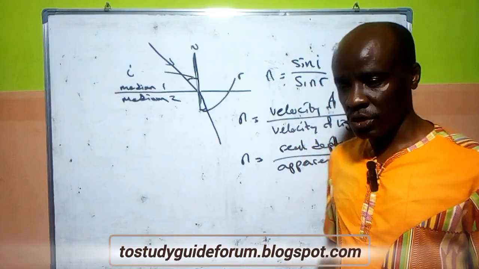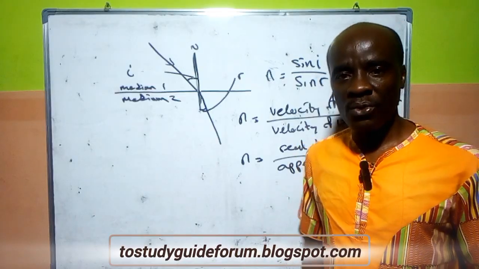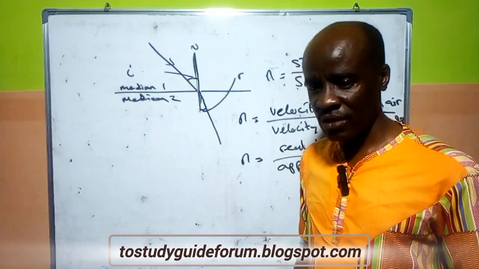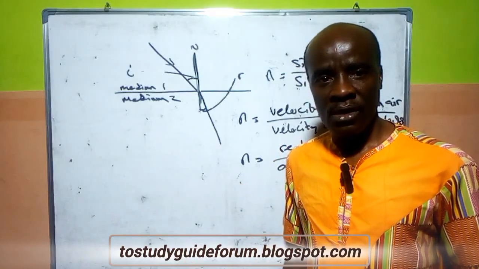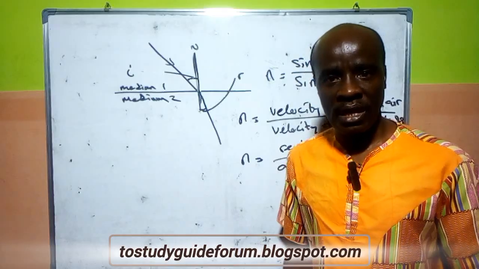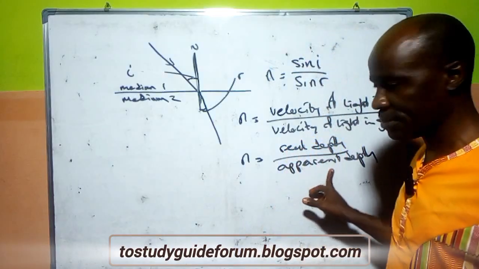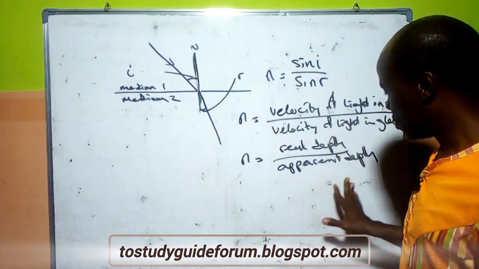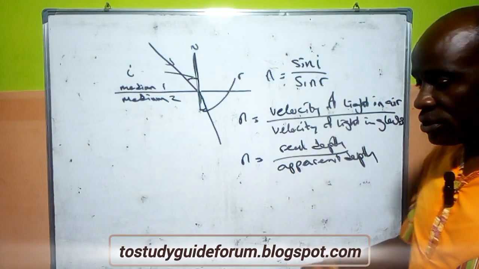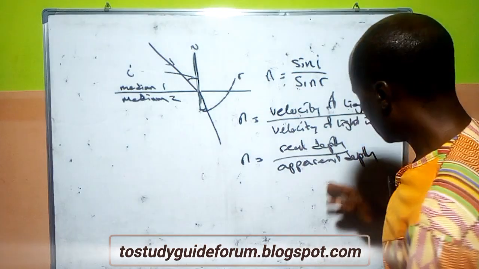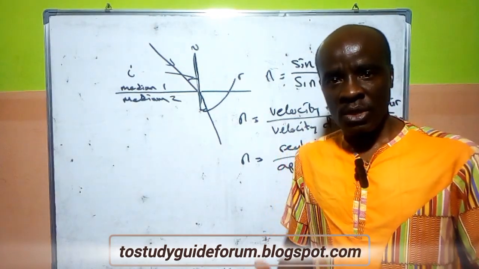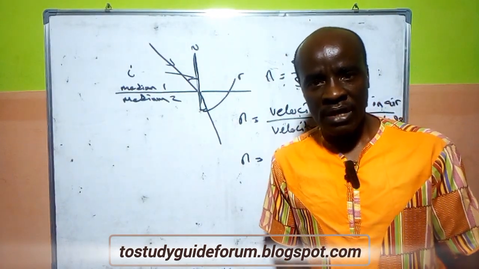And maybe if you go to a swimming pool and stand there, it will be as if the pool is not very deep. This is because of refraction altogether. That results in what we call the apparent depth. Real depth is the actual depth of, let's say, the pool, while the apparent depth is a result of refraction of light.